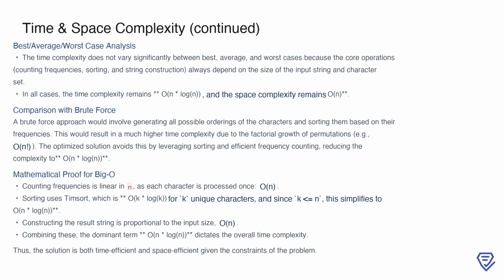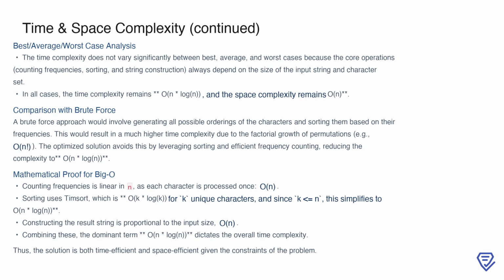When considering the best, average, and worst cases, the time complexity remains consistent at O of n times log n. This is because the fundamental operations, counting frequencies, sorting, and constructing the result string, are directly tied to the size of the input string and the number of unique characters, without significant variation between cases. To put this in perspective, a brute force approach that generates all possible orderings of the characters and sorts them by frequency would result in a time complexity that grows factorially, such as O of n factorial.